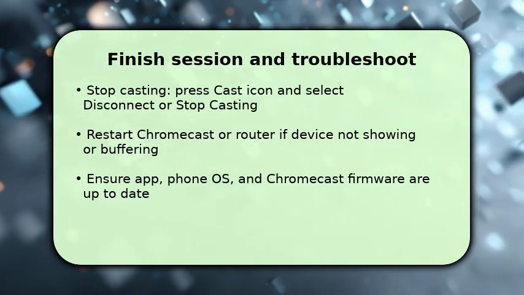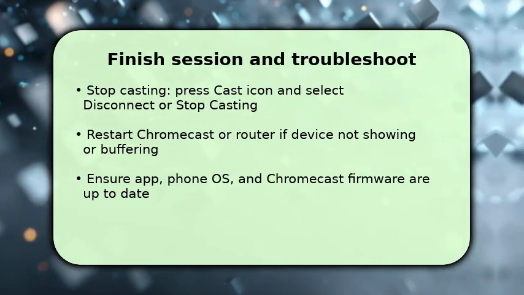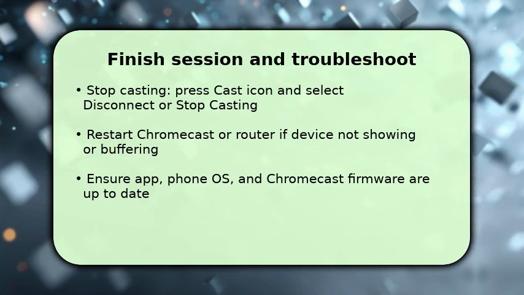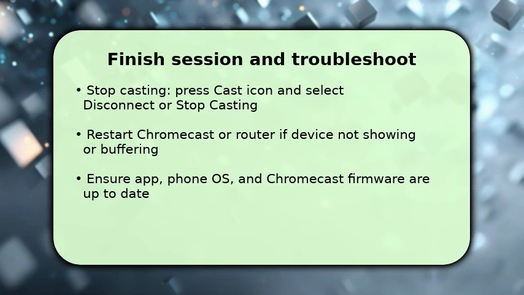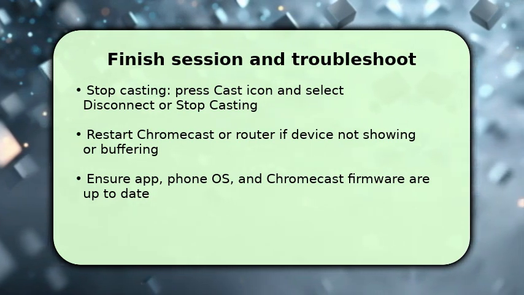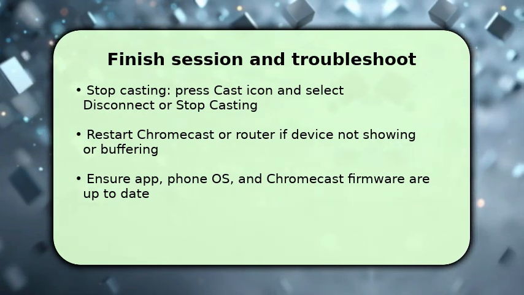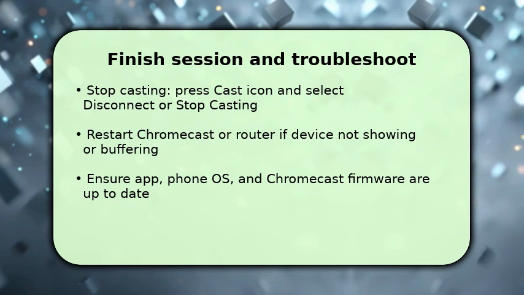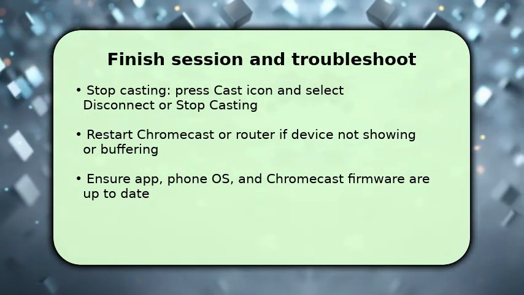If the device doesn't appear, first restart your Chromecast by unplugging power for 10 seconds, then reboot your router and control device. Make sure the YouTube app, your phone OS, and the Chromecast firmware are updated, since mismatched versions can cause connection or playback problems. If buffering persists, lower playback quality or move the router closer to the Chromecast to improve Wi-Fi signal strength.